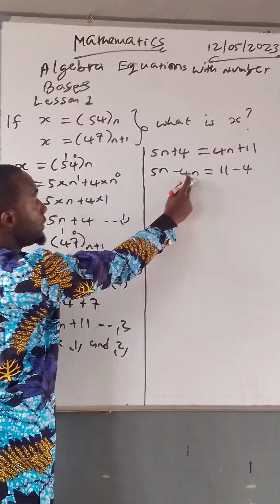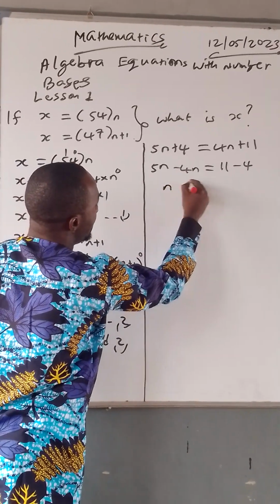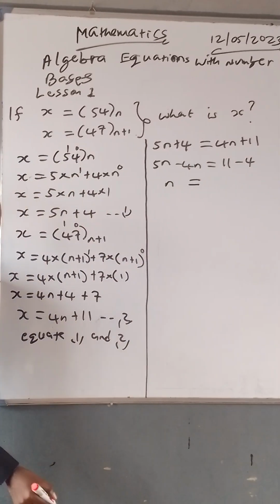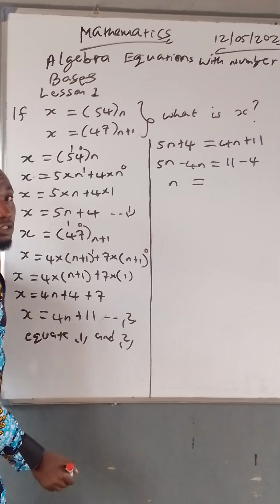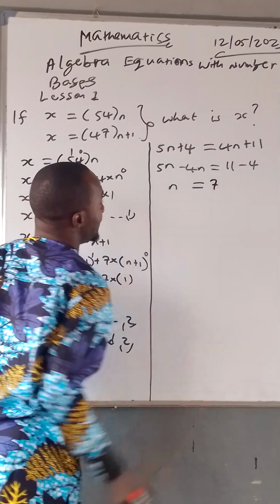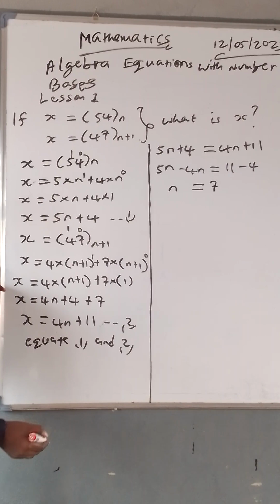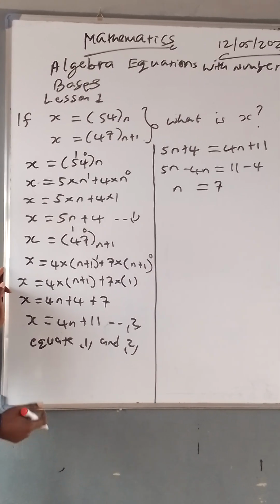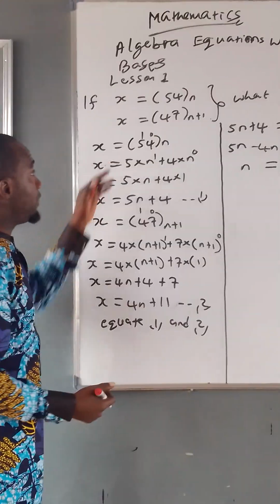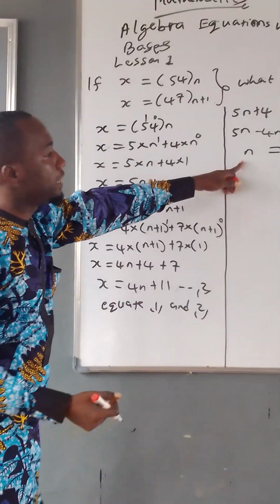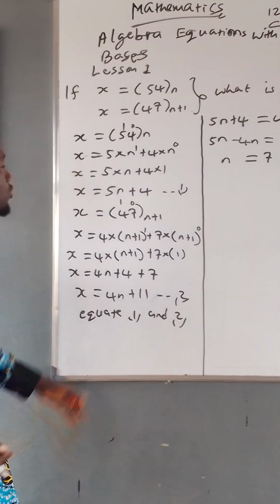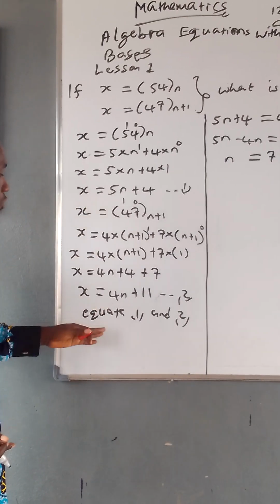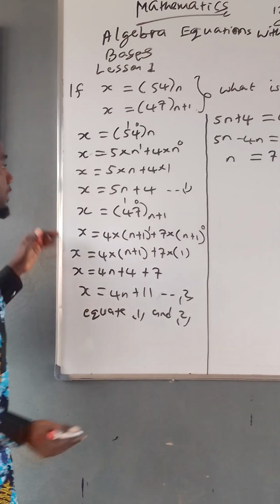5n minus 4n equals n. This is equal to 11 minus 4, which equals 7. That means n is equal to 7, but we are not looking for the value of n. We are looking for the value of x. In order to get the value of x, we need to substitute n equals 7 into either equation 1 or equation 2 to give us the answer.